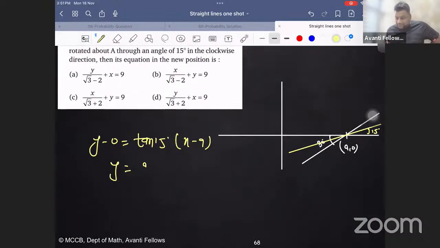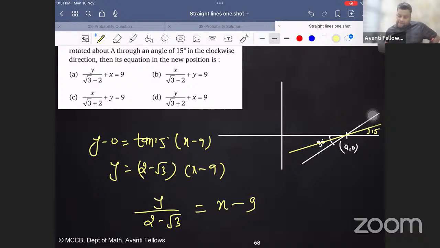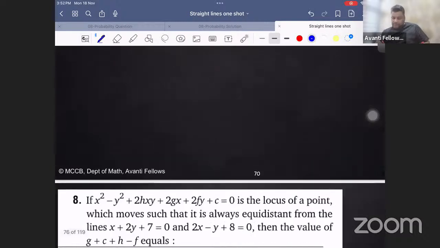So y is tan 15, the value is 2 minus root 3. So it is y upon 2 minus root 3 is x minus 9. So this becomes x plus y upon root 3 minus 2 equals 9. Yes, your A will be the answer. See how simple it is. Got it? Am I clear?